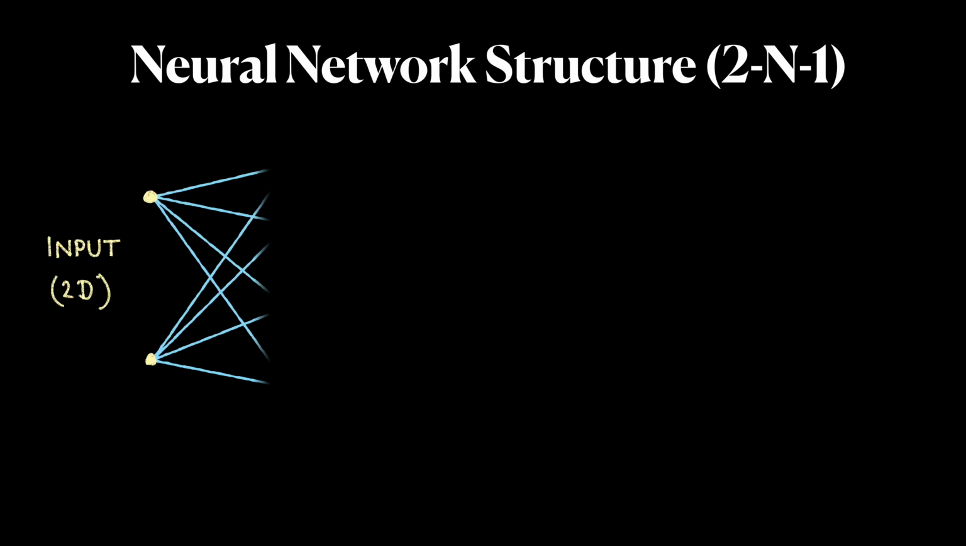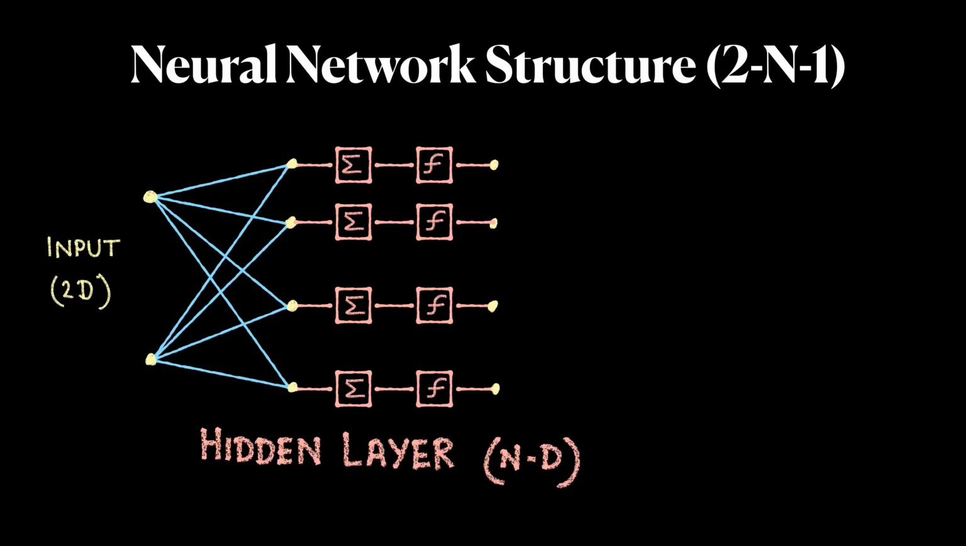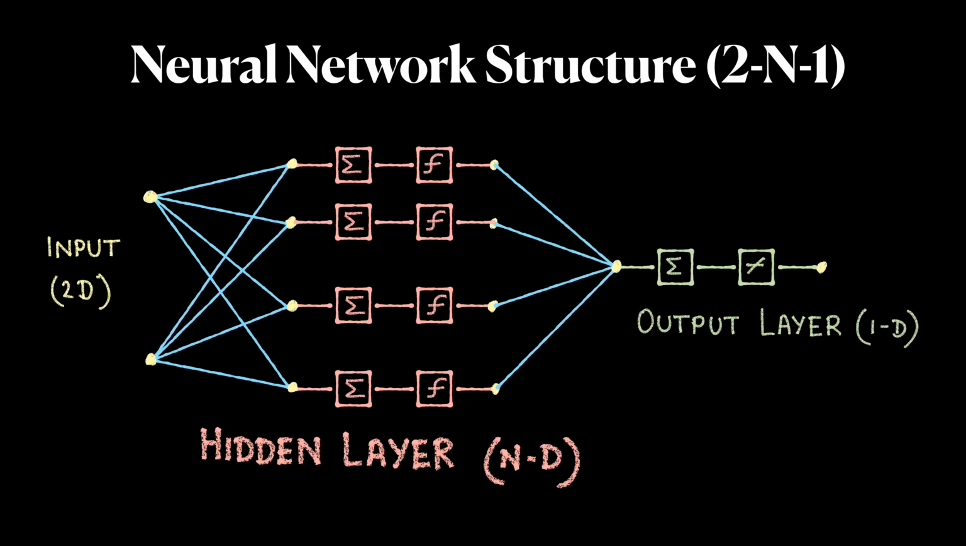Now coming to the neural network structure. We have two inputs to our network. The inputs are fed to a hidden layer with n number of perceptrons. This is the only hidden layer in this network. The output of this hidden layer is fed to the final output layer. Since the function this neural network will approximate has a 1D output, the output layer has only one perceptron.